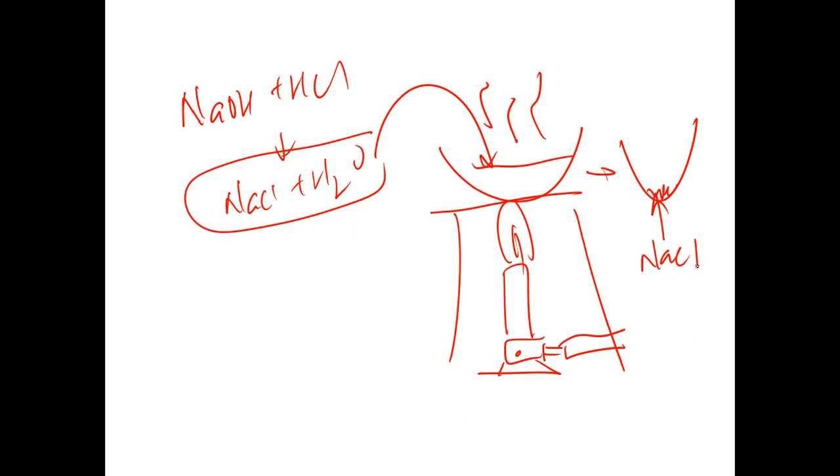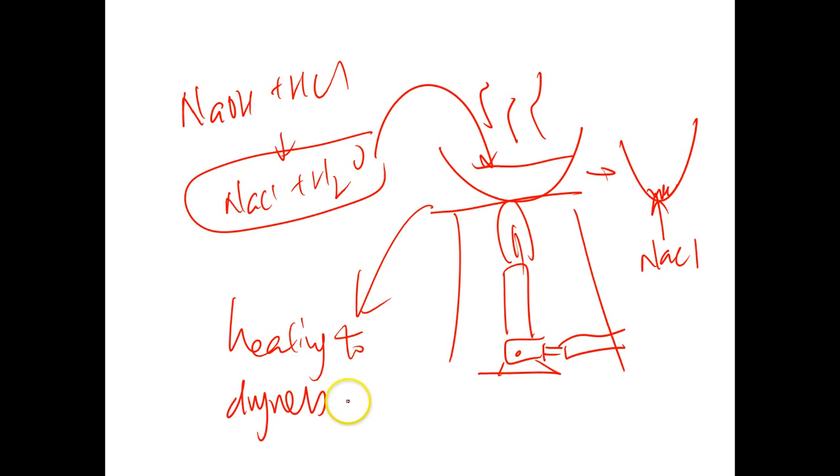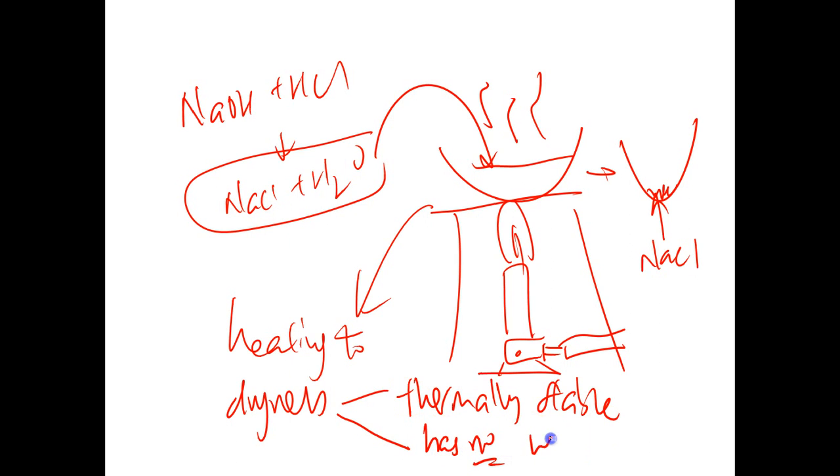So heating to dryness, this is called heating to dryness, assumes that the salt is thermally stable. It means that if it's heated, it won't break down. If it breaks down, this is a useless method, and that the salt has no water of crystallization.